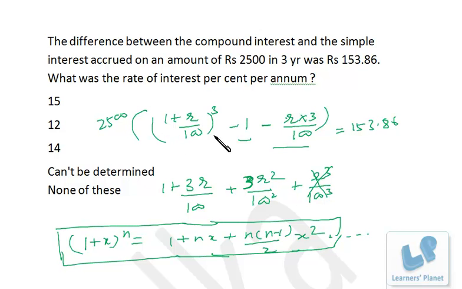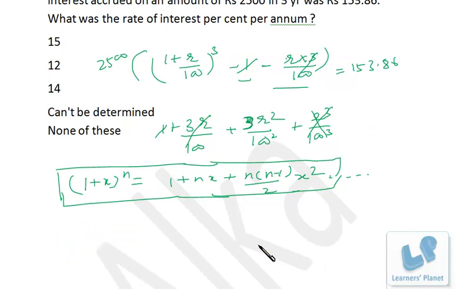Now I have written the expansion of this over here. Now this one and this is cancelled. 3r by 100, 3r by 100 is cancelled. So finally we are left with 2500 into 3r square by 100 square is equal to 153.86. I eliminate this, right?